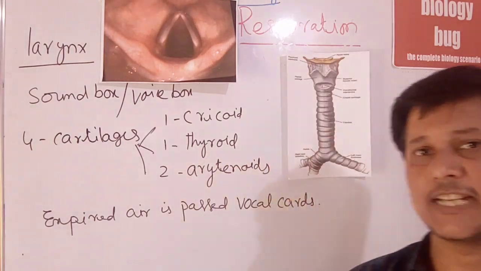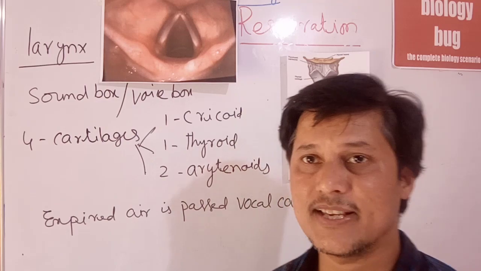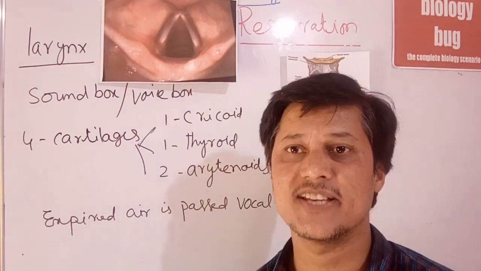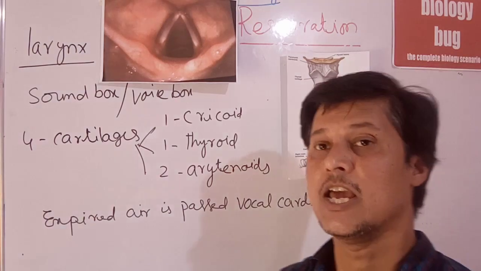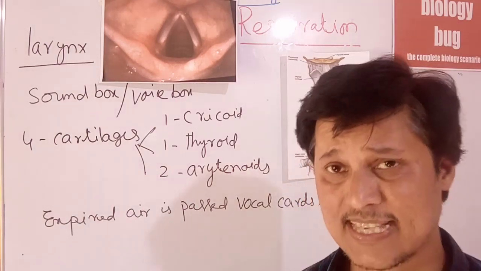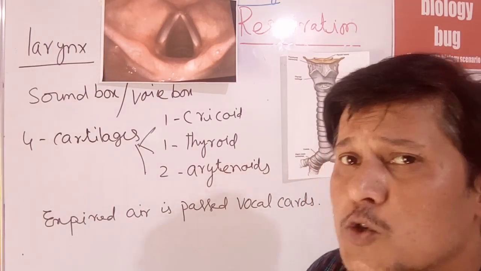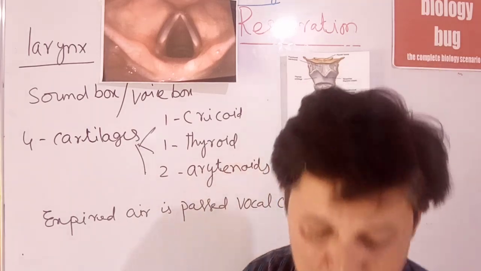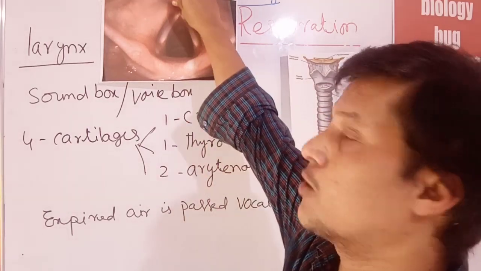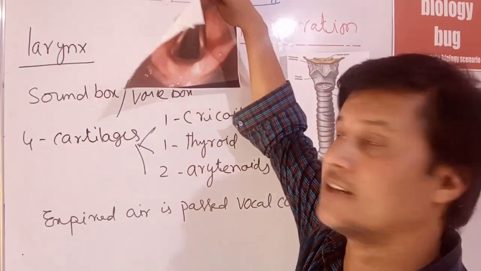It is protected by or covered by four cartilages. One is a cricoid, one is a thyroid, two arytenoids. When exhaled air passes over the vocal cords, they vibrate and produce sound. That sound is useful to give the speech and talk.